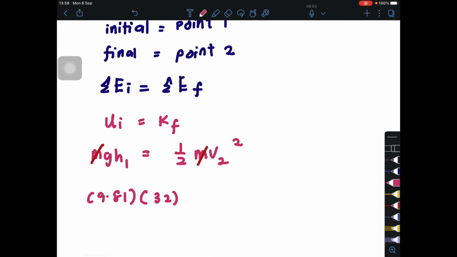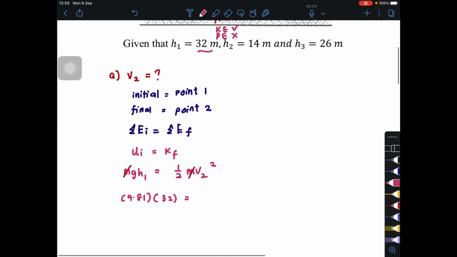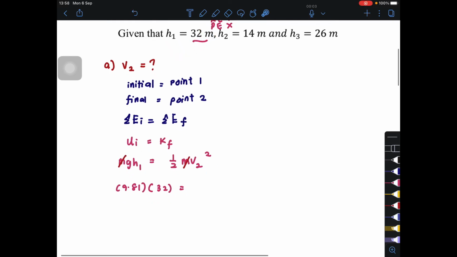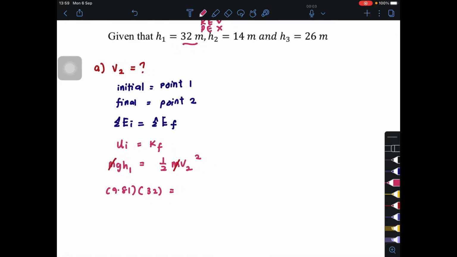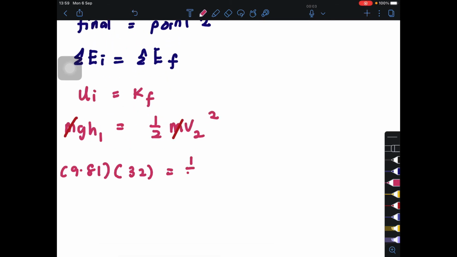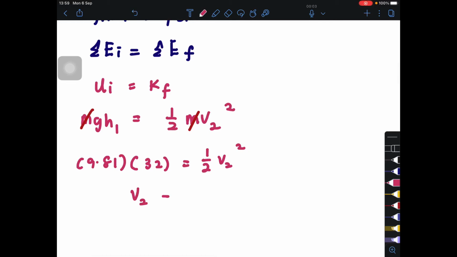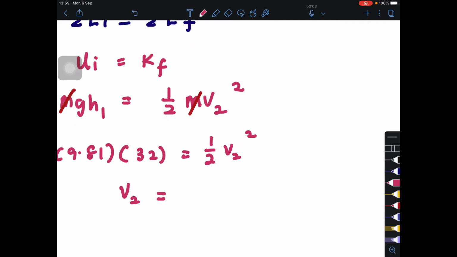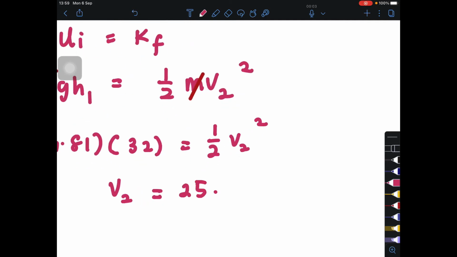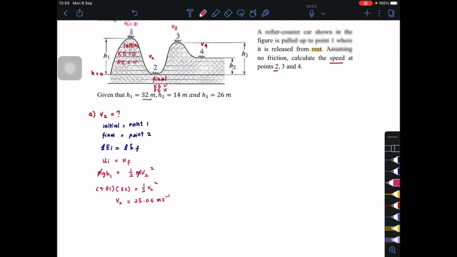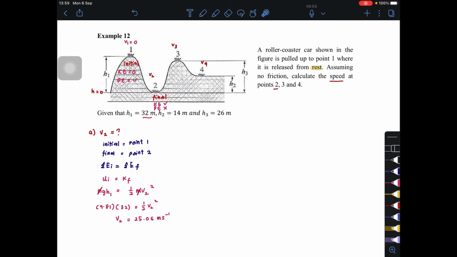So make sure the value of the height that we are given is in SI unit. And then just substitute half V2 square. So you will get V2 is equal to 25.06 meter per second. Okay, so that one is for V2.